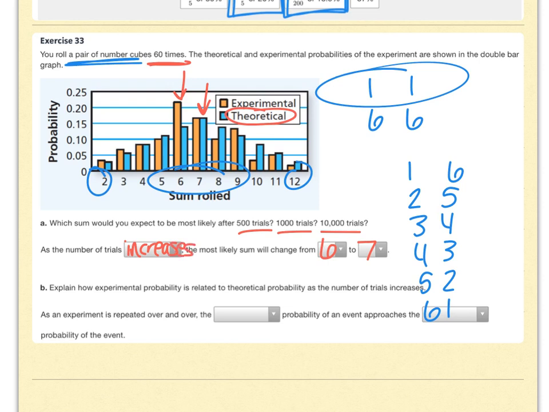And then it says, explain how the experimental probability is related to the theoretical probability. As the experiment is repeated over and over, the experimental probability is going to approach the theoretical probability, just like we mentioned.